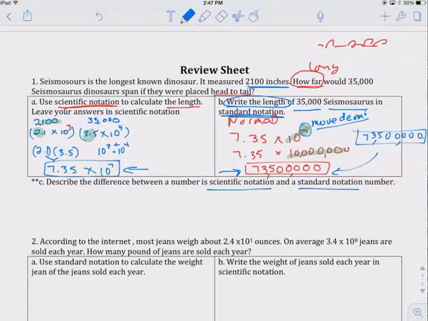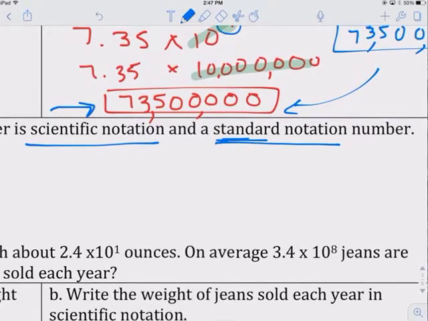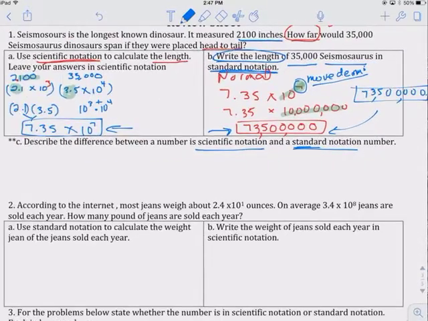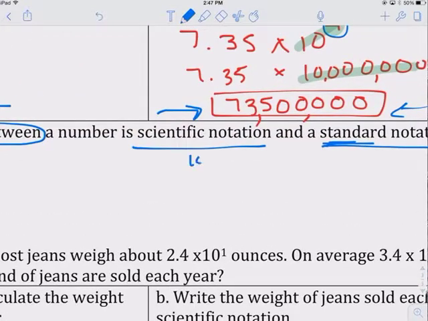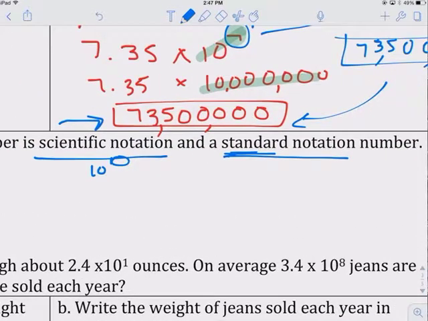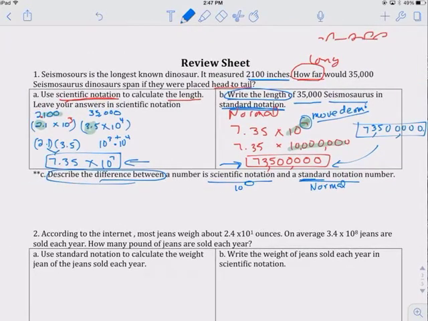Oh, you read it wrong, that's why? Yeah, I thought it said scientific. That's why it's important to go slowly. I would annotate this. Describe the difference between, I would annotate this 10 to the something power. And standard notation, I would put normal. Anytime I see standard, I would put normal. Okay. So I take that time so my brain can remember, so I don't read wrong. All right?